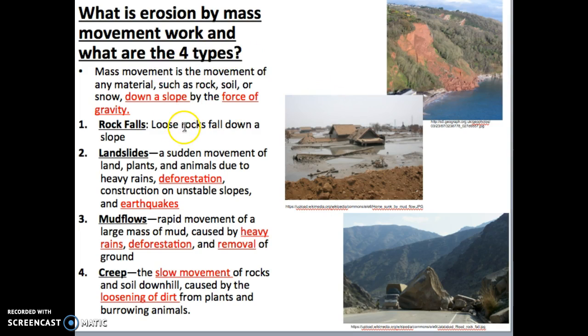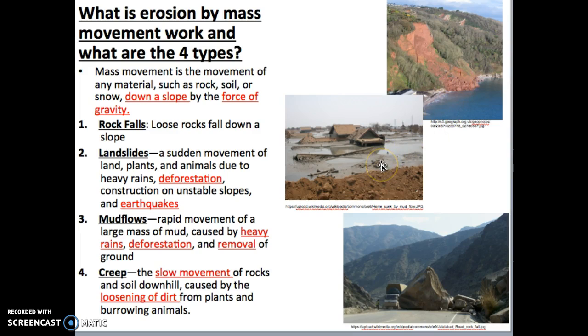The first type is a rock fall. Basically, it's when large rocks or loose rocks along a mountain will fall. Here's a picture of a rock fall. Another type of mass movement erosion is landslides. Landslides occur usually after heavy rains, or earthquakes, or construction on unstable slopes, or deforestation even can trigger landslides. It's the sudden movement of land down a slope.